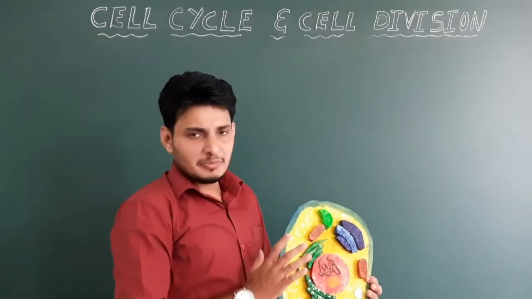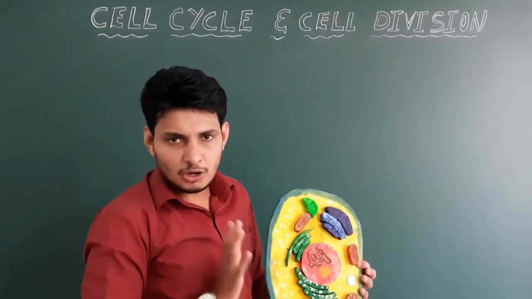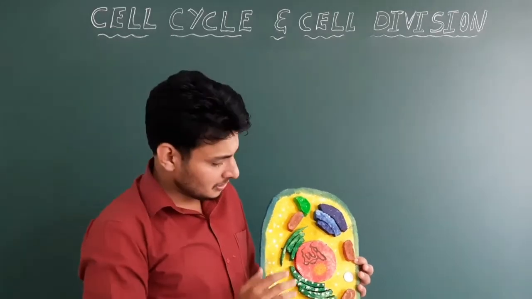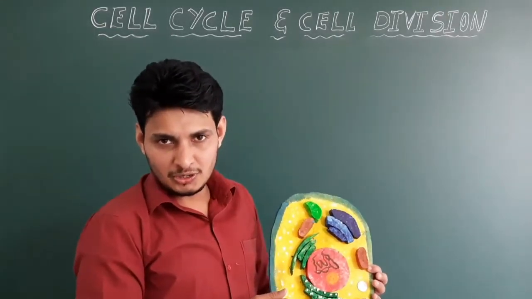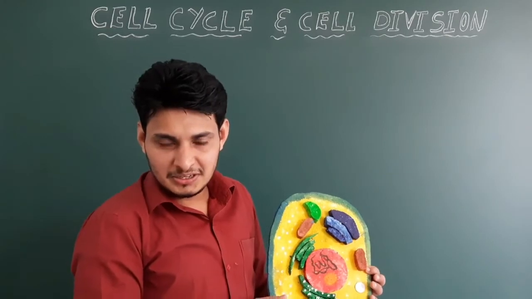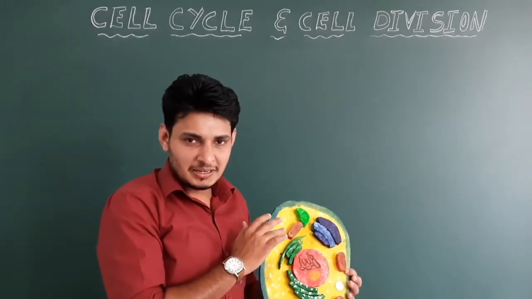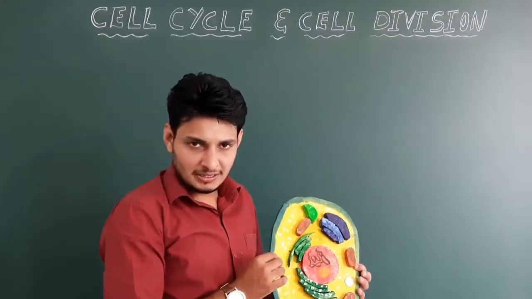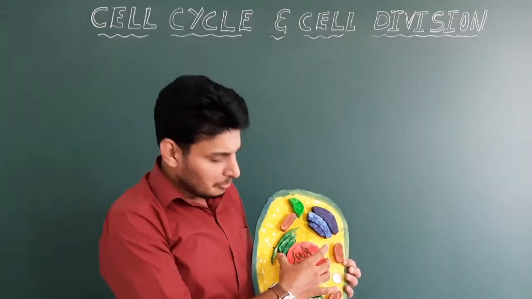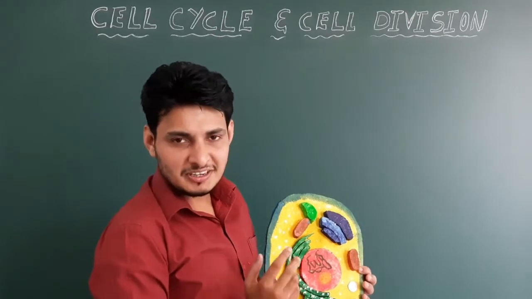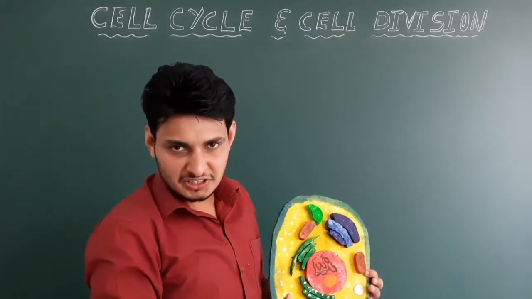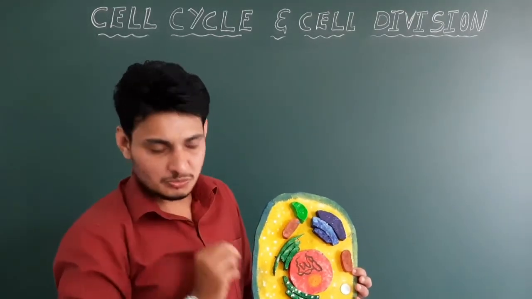Now let us imagine this is a normal cell, a somatic cell, easy to understand. And the nucleus contains a thread-like structure, what do you call it? You call it chromatin. So what exactly is this chromatin? Before we understand the structure of chromatin, what picture comes to your brain when I talk about the nucleus? Very simple, X-shaped structures, right? That is nothing but called chromosomes.